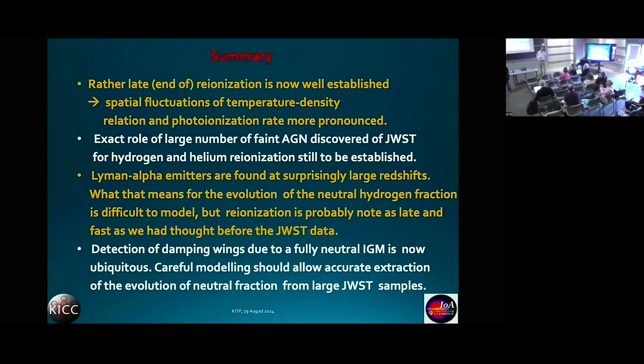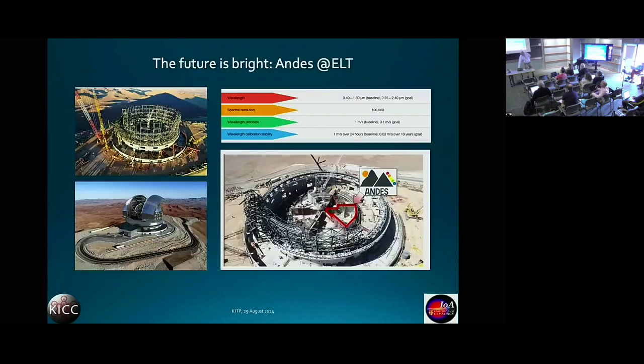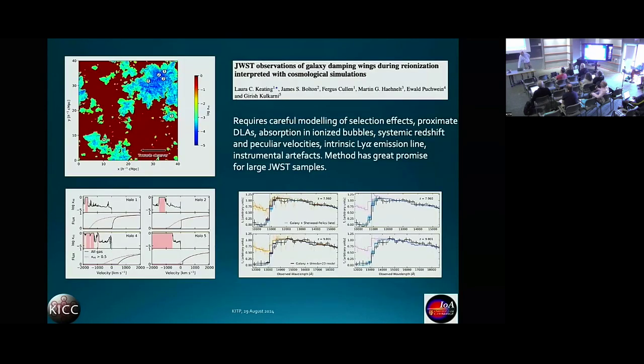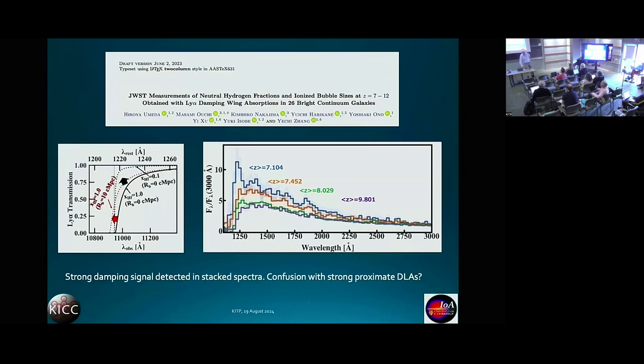Well, you had to skip over it, so I'll give you a chance to go back to it, about the damping wings. Your bullet there says detection of damping wings due to a fully neutral IGM is now ubiquitous, but not everyone interprets these damping wings as necessarily just an IGM effect. So I just wanted to see what you had to say about it.